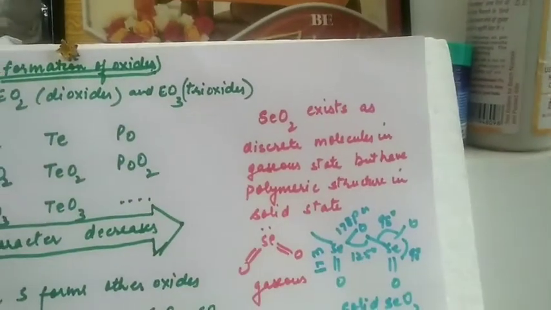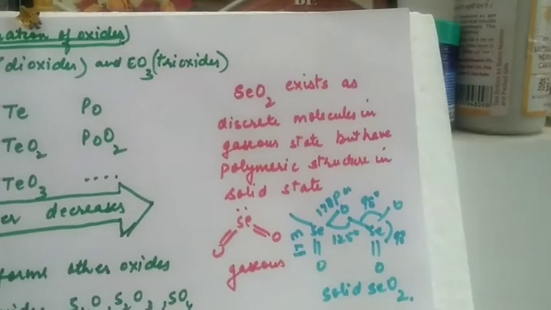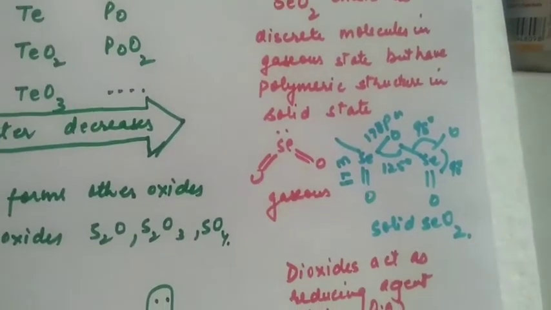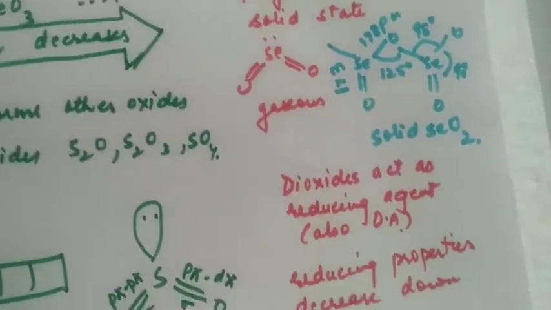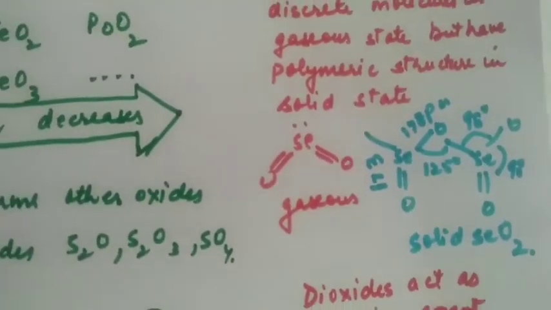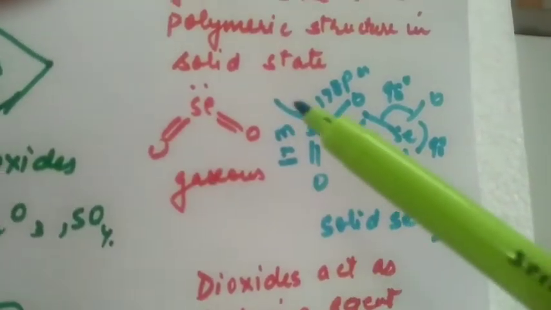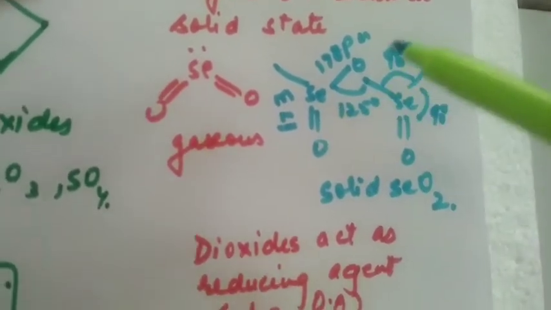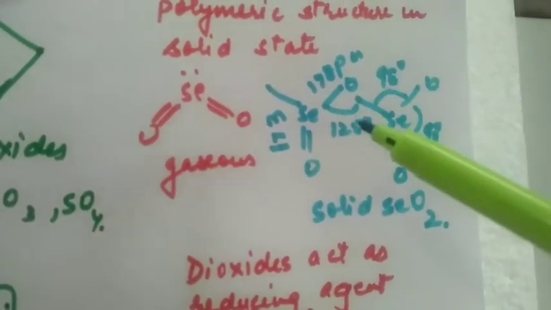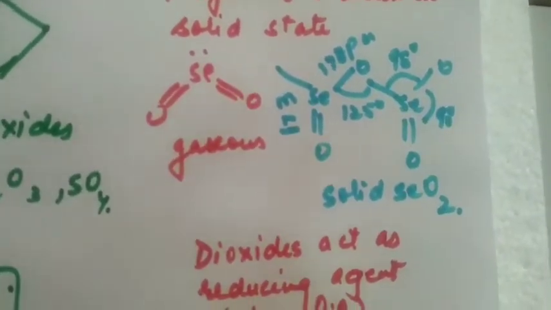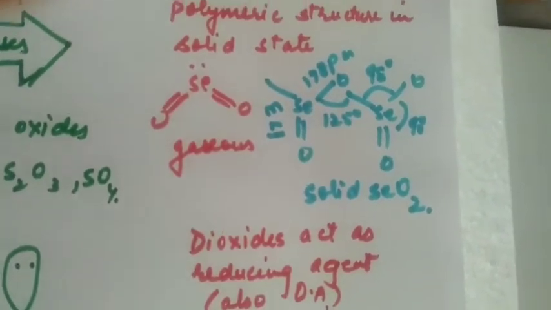But in the case of selenium dioxide, it exists as a discrete molecule in the gaseous state, but it will have a polymeric structure in the solid state. In the gaseous state, the structure is similar to that of sulfur dioxide, but in the solid state, selenium, being bigger in size, is engaged in single bonds instead of double bonds, and as a result a polymeric structure exists. You can see the bond angles and the bond lengths.